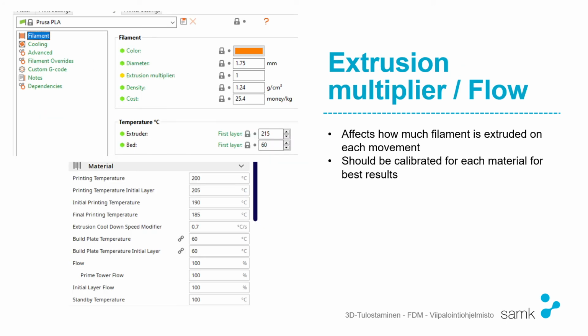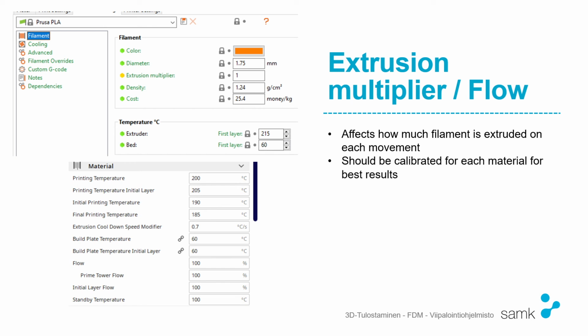Then there's extrusion multiplier or flow rate, which affects how much plastic will be extruded on each movement. Because when a printer moves from one position to another, it also tells the extruder to push out a certain amount of material. For example, if we have a printer head move from position A to position B, and we tell it to extrude material 10 millimeters. If we have extrusion multiplier 1 or flow rate 100%, then it will extrude that 10 millimeters of material on that movement from point A to point B.